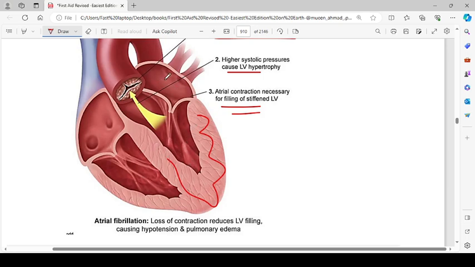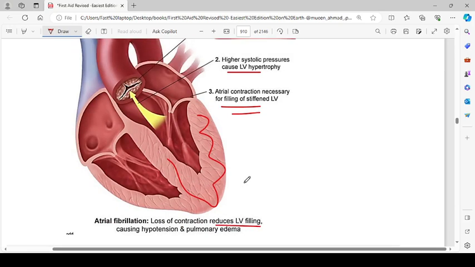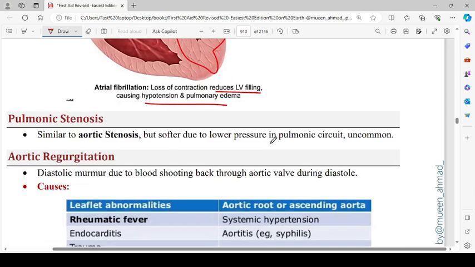Normally, most of the blood from the atrium to the ventricle is moved in a passive fashion, but now because of the stiff ventricular walls, the atria have to contract to push the blood into the ventricles. So atrial fibrillation also reduces the left ventricular filling, and because there is too much blood already in the ventricles, because this is a stenosed aorta, the atrium may start dilating, right? So that may precipitate atrial fibrillation, and if there is atrial fibrillation, there will be reduced left ventricular filling, causing hypotension and pulmonary edema in such patients.